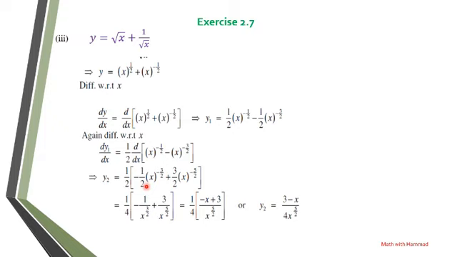Take 2 common from the denominator. 2 into 2 is 4. When x raised to minus 3 by 2 goes to the denominator it becomes x raised to power 3 by 2, and x raised to power 5 by 2. Take LCM, x raised to power 5 by 2, in the numerator we will get minus x plus 3, which can be written as 3 minus x over 4 x raised to power 5 by 2 is our final answer.